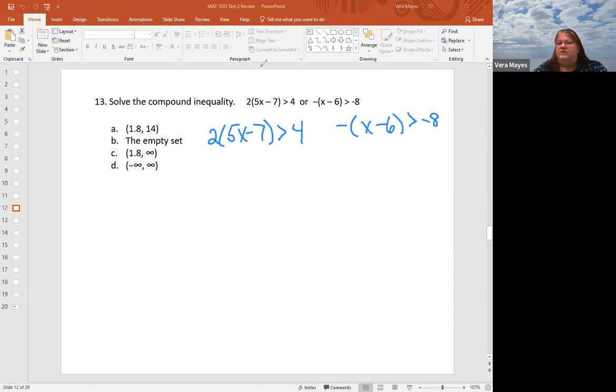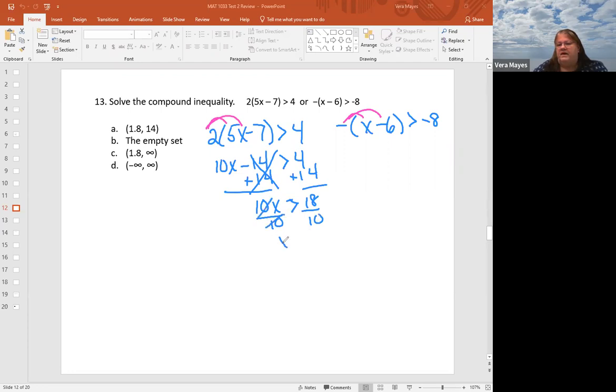So we've got to get rid of our parentheses, right? Go ahead and distribute. Some people have trouble with this second one, so we'll do that one second. So 2 times 5x is 10x. 2 times -7 is -14, greater than 4. Trying to get the x by itself, so let's add that 14. It cancels over here. So 10x is greater than 18. Divide by the 10. And x is greater than 18 divided by 10. How do they want these? They want decimals. Okay, so if you put this in your calculator, you're going to get 1.8.